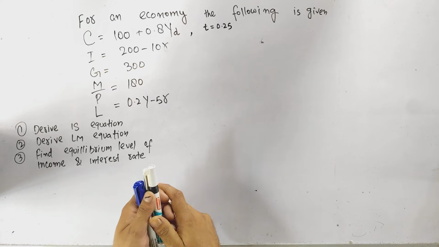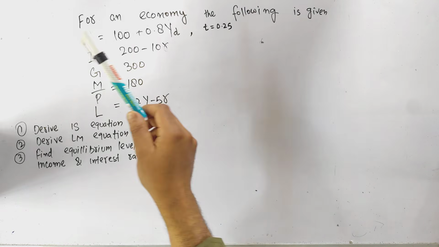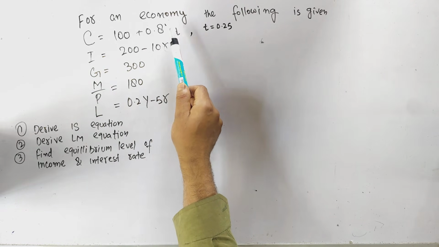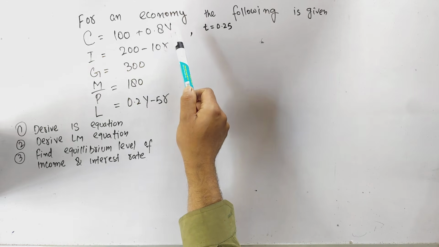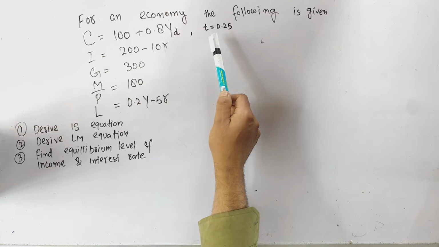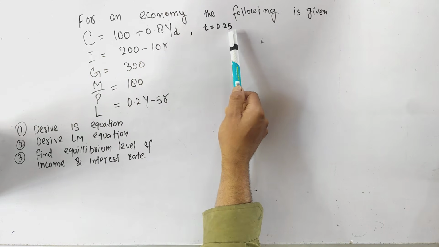In this video, we will solve a question on the IS-LM model. For an economy, the following data is given. Consumption is equal to 100 plus 0.8 times Y subscript D, where Y subscript D is the disposable income, and C denotes the consumption. The marginal tax rate is given as 25%, which is T equal to 0.25.